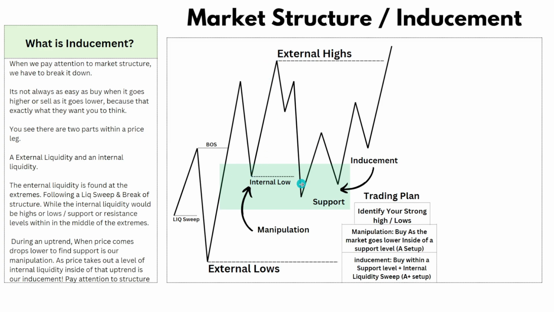But the second one, this one's even better, because price comes down into that same level of support, but it not only taps into the level of support, it also takes out this internal level of liquidity. This creates a much higher probability move that creates a bigger reaction higher, right?